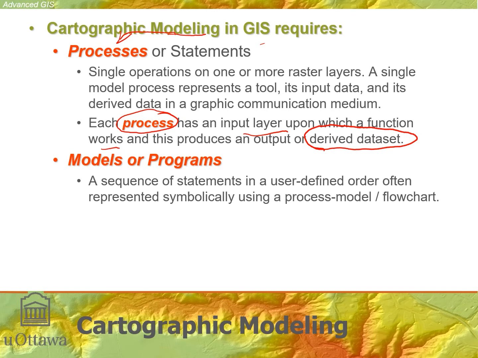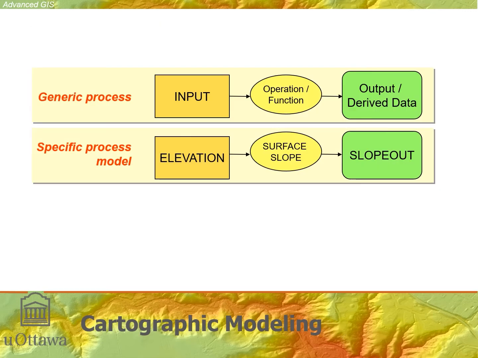These processes, once we have more than one of them linked together, then we have a model. And in the context of map algebra, it would be called a program. So we have models and programs, and we'll see the map algebra relationship in a second, but with cartographic models, we have a model, and that provides a bunch of linked together processes to produce an output, a full flowchart, so to speak. So here's what I'm talking about visually.